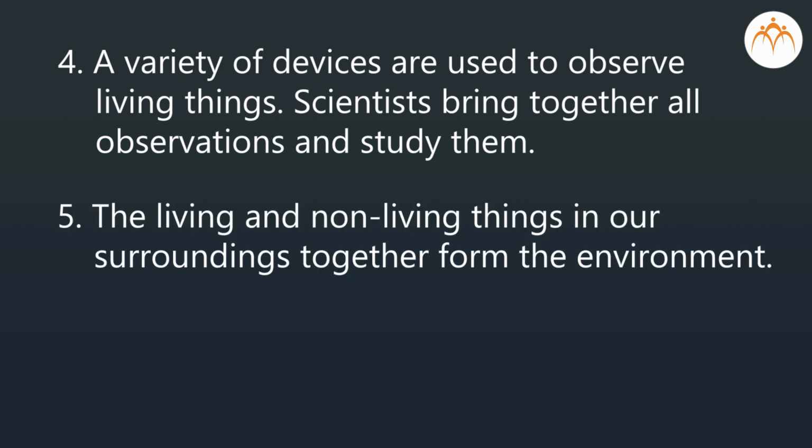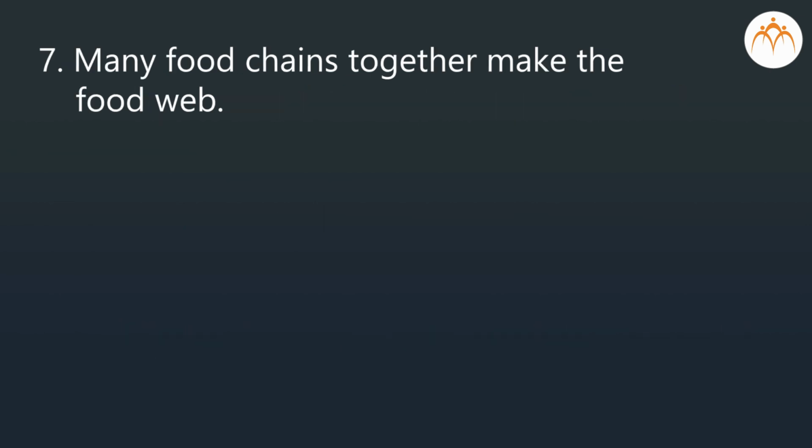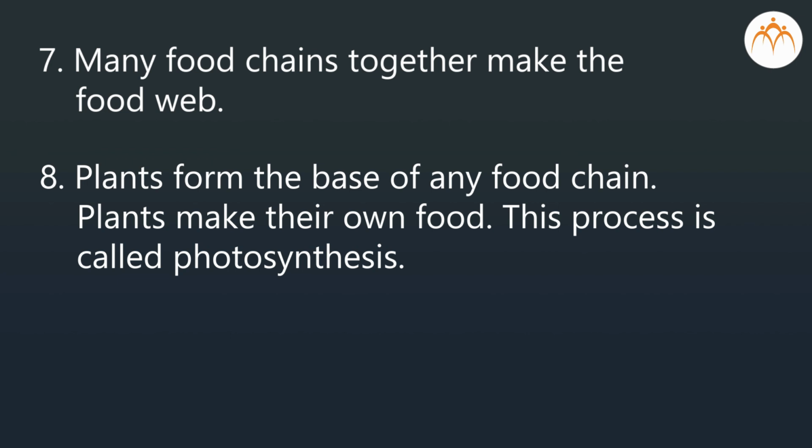The living and non-living things in our surroundings together form the environment. All living things are connected by their need for food. These connections are called food chains. Many food chains together make the food web. Plants form the base of any food chain. Plants make their own food. This process is called photosynthesis.